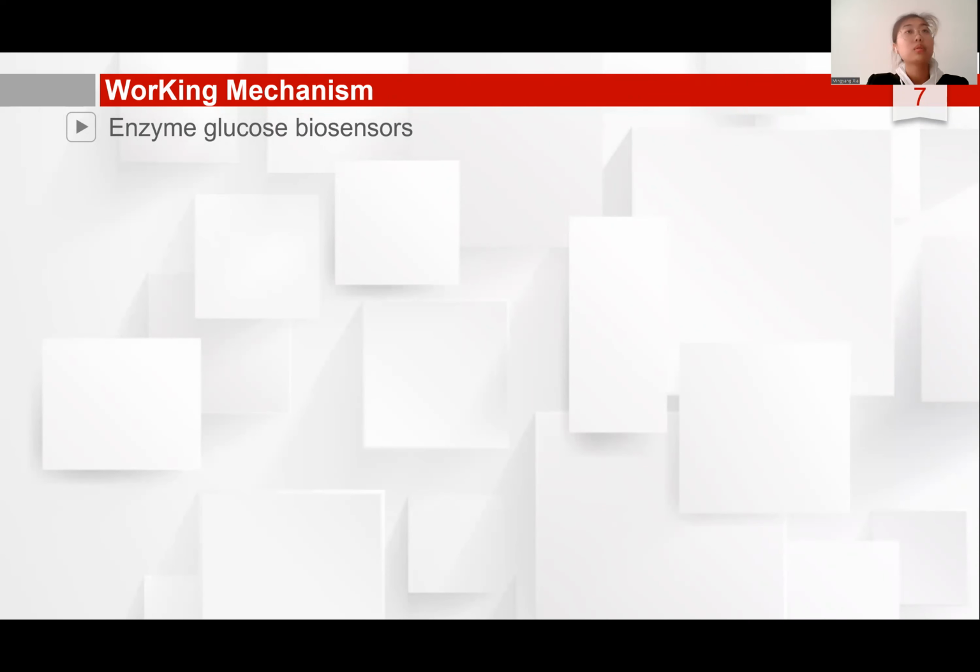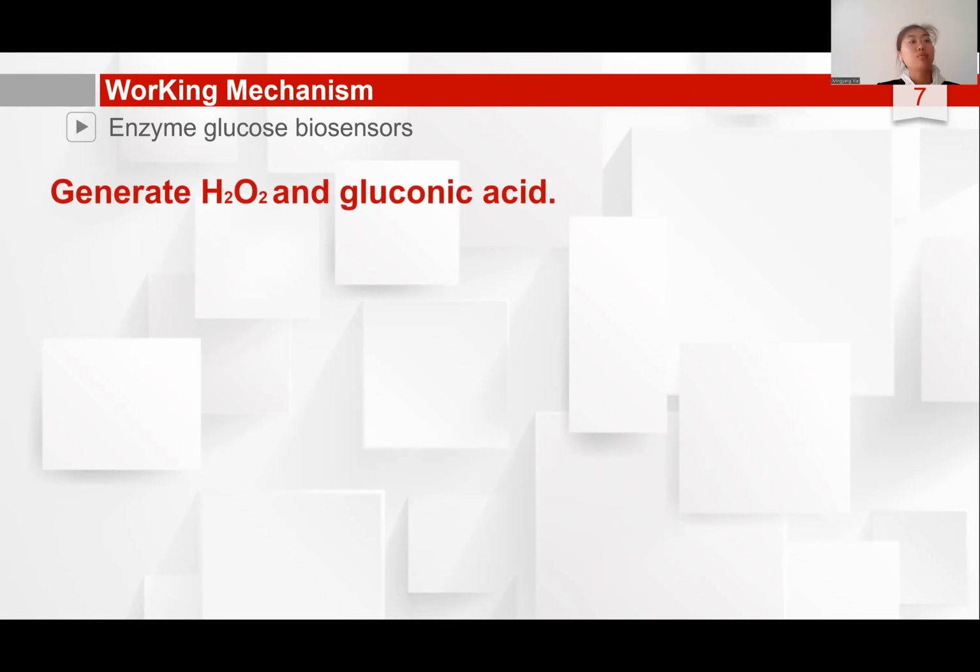First, for enzyme glucose biosensors, GOX is the most common enzyme in glucose biosensors and the standard enzyme in biosensors. In glucose biosensors, fixed GOX catalyzes the oxidation of beta-D-glucose via O2 molecule, leading to H2O2 generation and gluconic acid generation. The complete reaction equation will be shown as this.